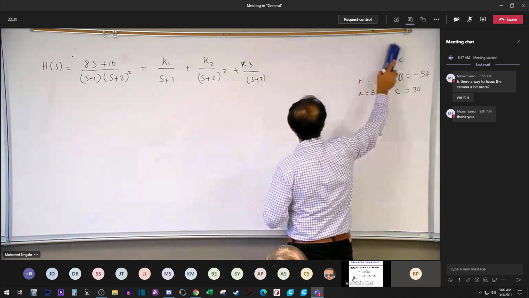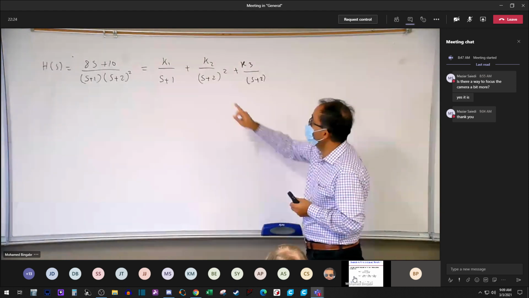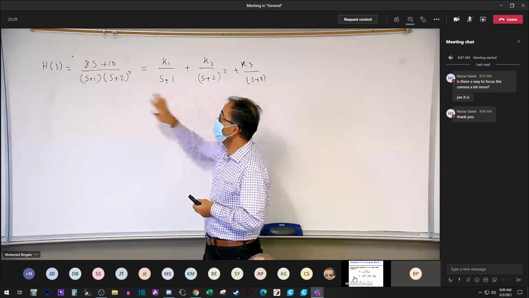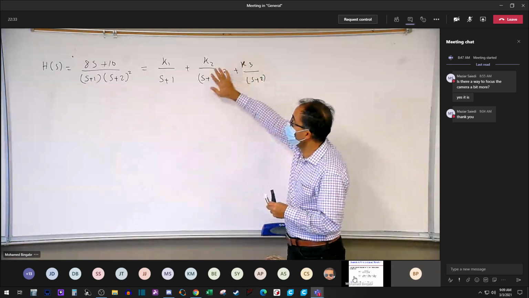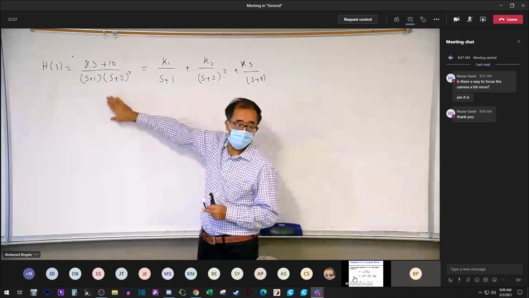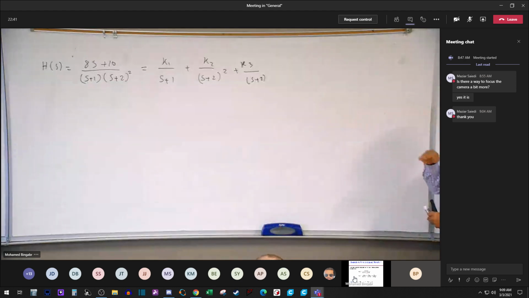Now you can find the values of k1, k2, k3, and when you sum these three terms, you will get this term. If you ignore this one and sum just these two, finding k1 and k2, you won't be able to get the original. You will get equations that don't meet each other. You're going to get two equations in k1 and k2, but you cannot solve them.